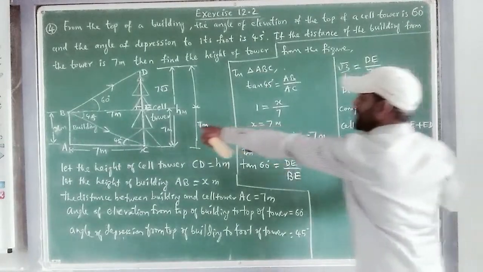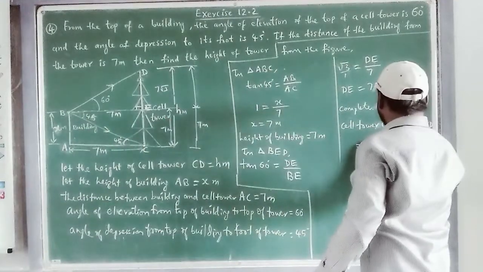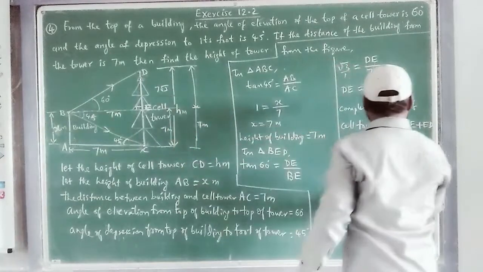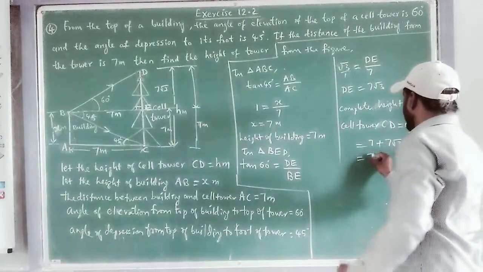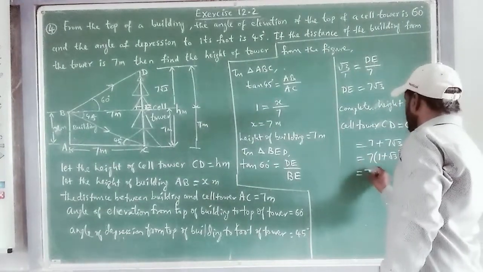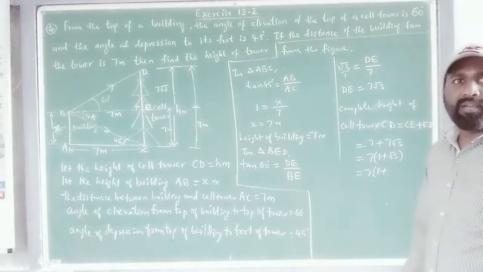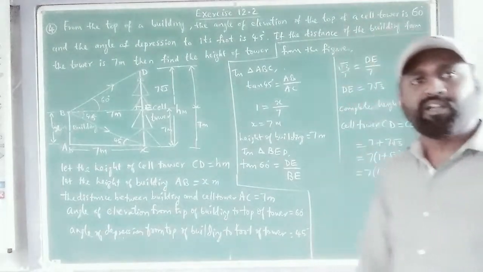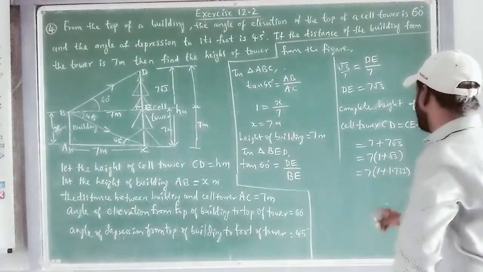That 7 meters, the building height, which is equivalent to this CE part, plus ED. How much did we get for ED? 7 root 3. Now 7 and 7 root 3. If I take 7 as common, 1 plus root 3. Now 7 into 1 plus root 3. Root 3 is actually an irrational number, so the exact value we cannot find, but approximately root 3 is 1.732. We normally take that as 1.732.